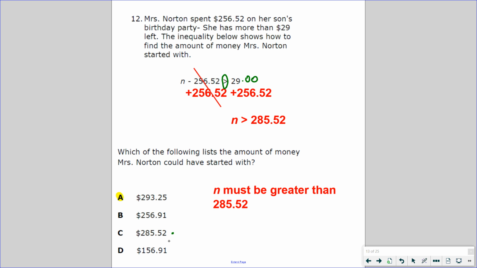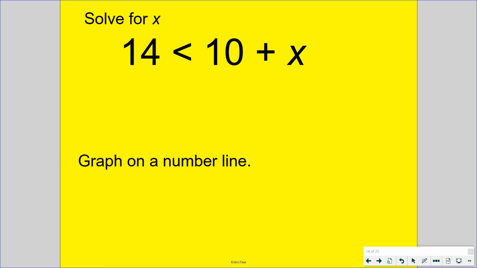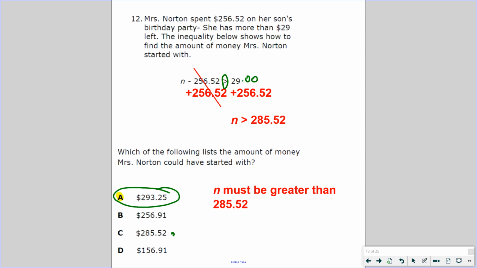This is exact, so nope, it's A. I bet you some of you circled C because it says more than. And that is what you need to know. So again, don't forget that you need to flip the inequality when you are multiplying or dividing by a negative. And to solve equations and inequalities, you need to do the opposite operation. Good luck, guys.